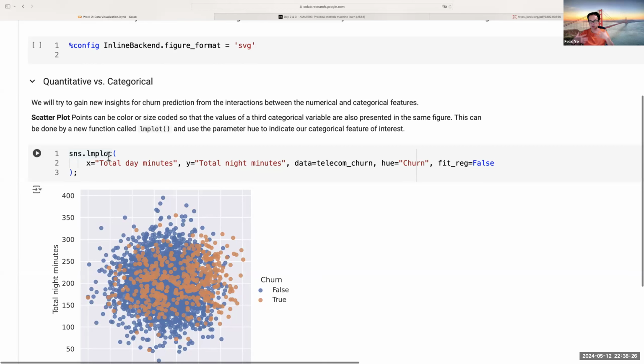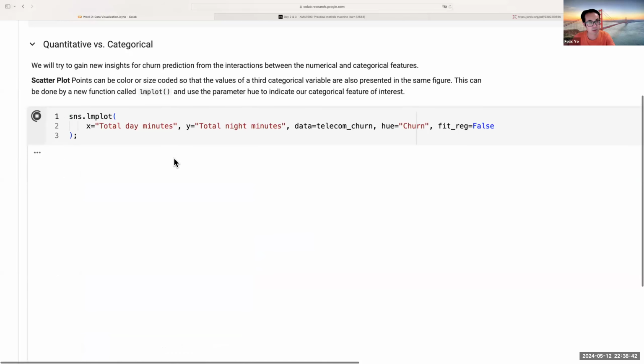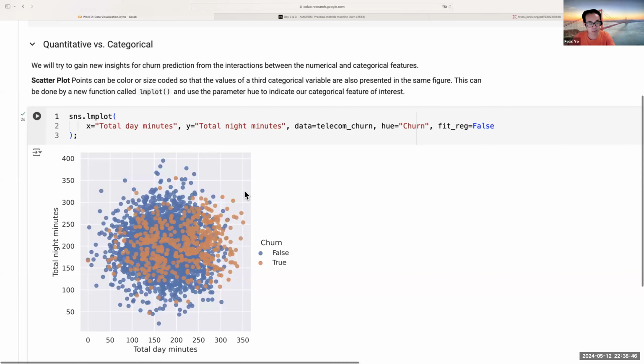For example, if churn is false, it will be blue, and true will be orange. So this right here indicates the categorical feature of interest. You can see right here, this just gives you some idea. We're using both features, total day minutes and total night minutes.